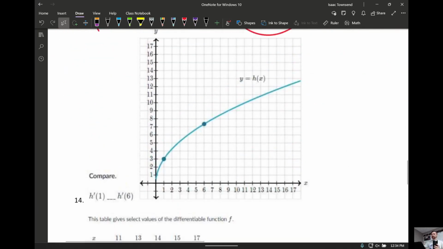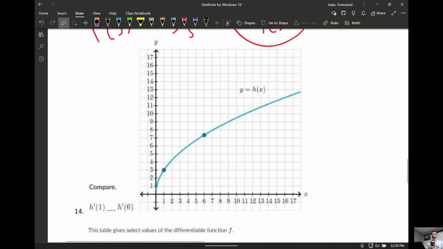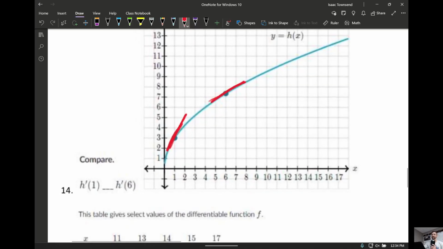Good. So 14, which one of these slopes is bigger? Or not slopes, sorry, derivative. The derivative at 1 or the derivative at 6? Oh, the second one. This has a bigger derivative than this? I was joking. I was saying you were listening about the first one. Okay, we don't joke about math. Which one of these is a bigger slope?